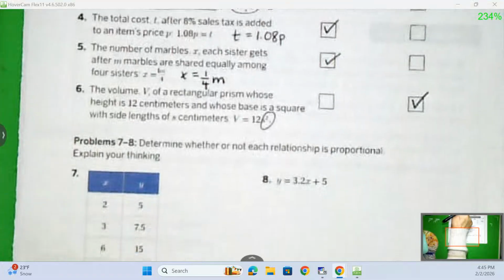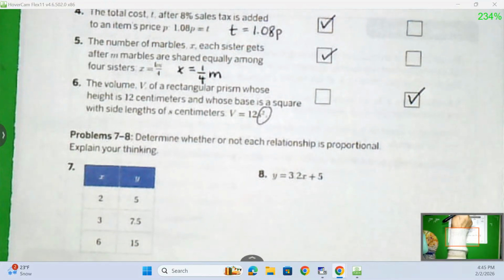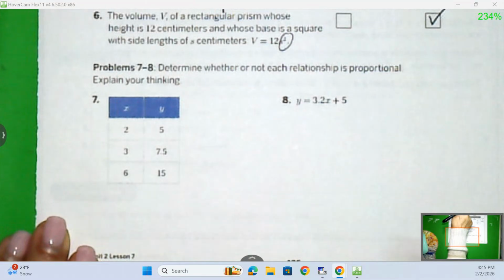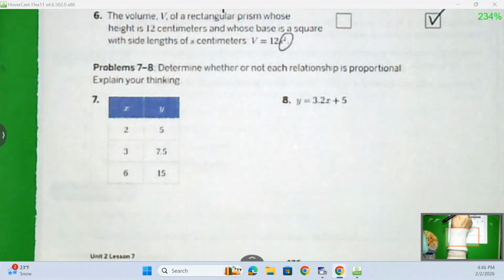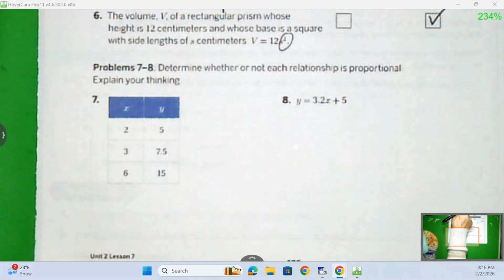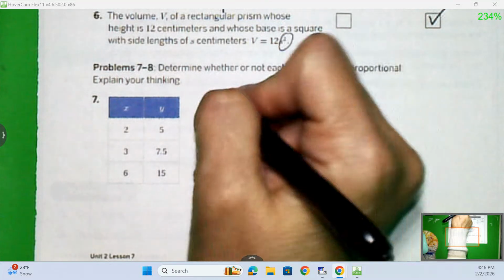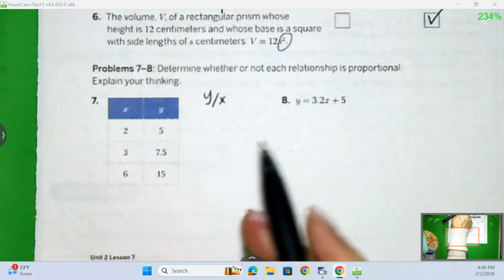Okay, problems 7 and 8. It says determine whether or not each relationship is proportional. Explain. So in this case, we're going to look at a table to see if it's proportional. Again, one thing to look for is 0, 0 on the chart. We don't have that. But the next thing is to see if the unit rates stay the same. So when you do y divided by x, are you getting the same amount?